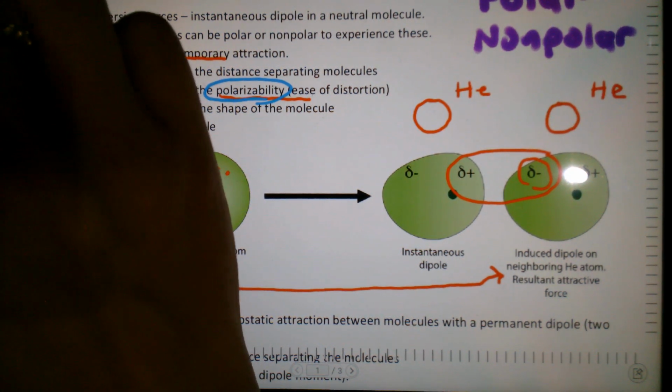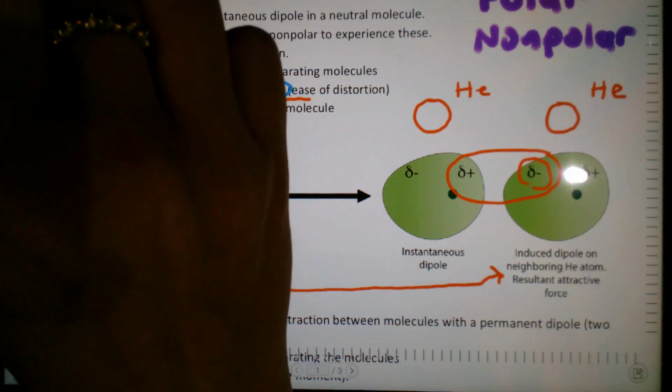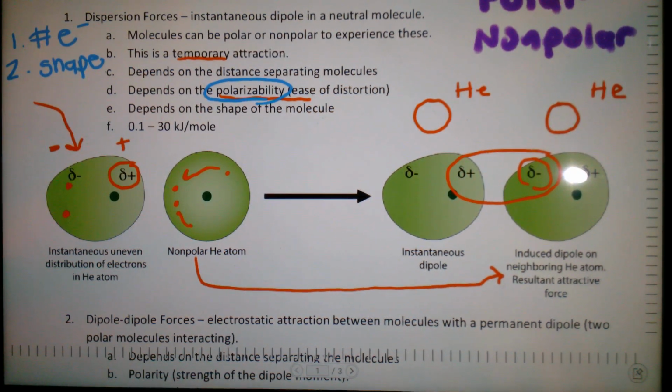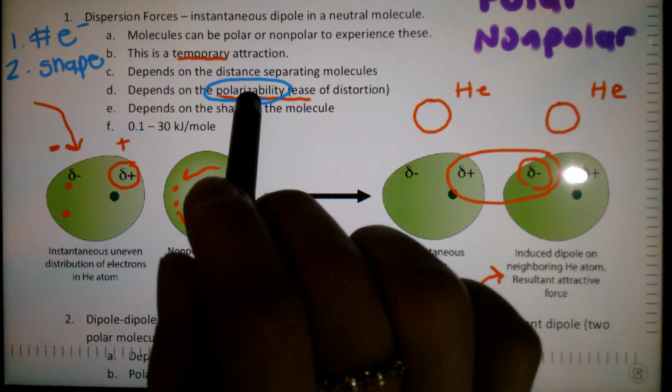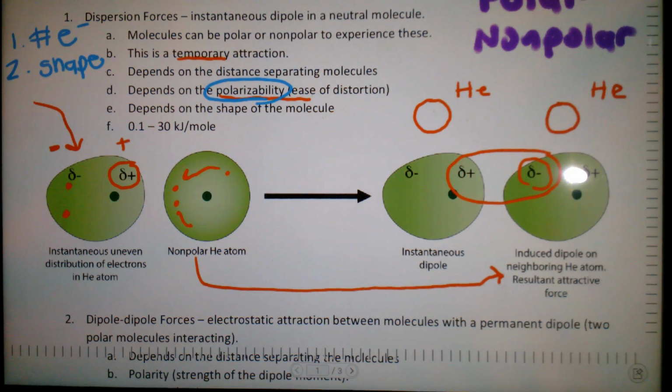And number 2, we'll see this in a minute, the shape. Some molecular shapes are easier to polarize. That's what we'll look at next. And we have that here. The first one, number of electrons. Next we have, again, that shape, and we'll talk about that.